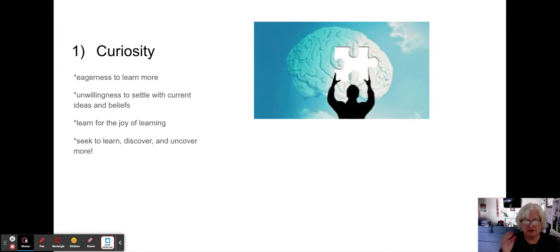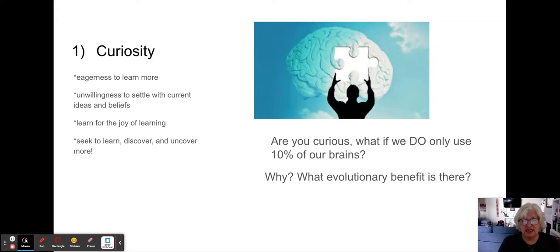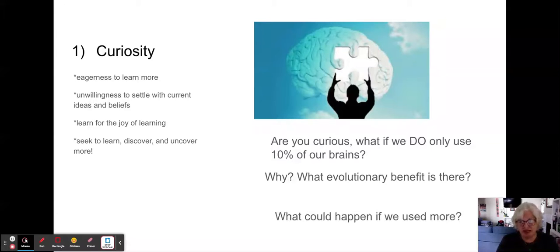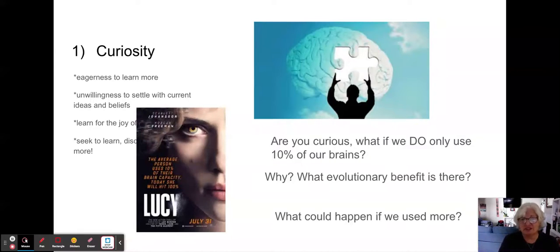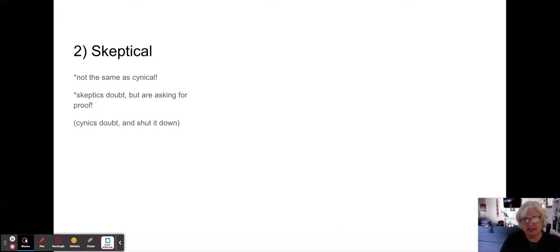So let's go back to our question. Do we use 10% of our brain? If you're a curious person, you're going to start asking yourself some questions. You're going to say, well, why would we only use 10% of our brains? What is the evolutionary benefit for that? What could happen if we actually used more of our brains? And Hollywood has actually looked into that with movies like Lucy, right? In that movie, she's someone who gets full brain capacity and has all these awesome abilities. I don't know if she uses them awesomely, but still. So just know that that's one way to be curious, right? Start asking questions.